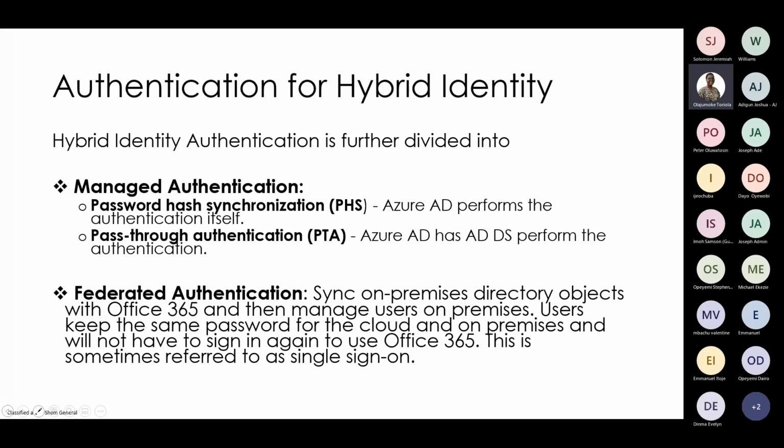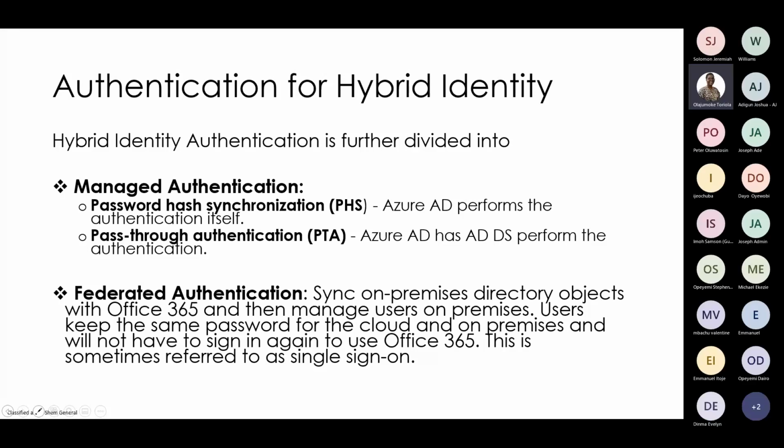So you can see that managed authentication is further divided into two. You have password hash synchronization, where Azure AD is the one performing the authentication itself. And then you have pass-through authentication, where Azure AD passes that validation to your on-premise Active Directory Domain Services.